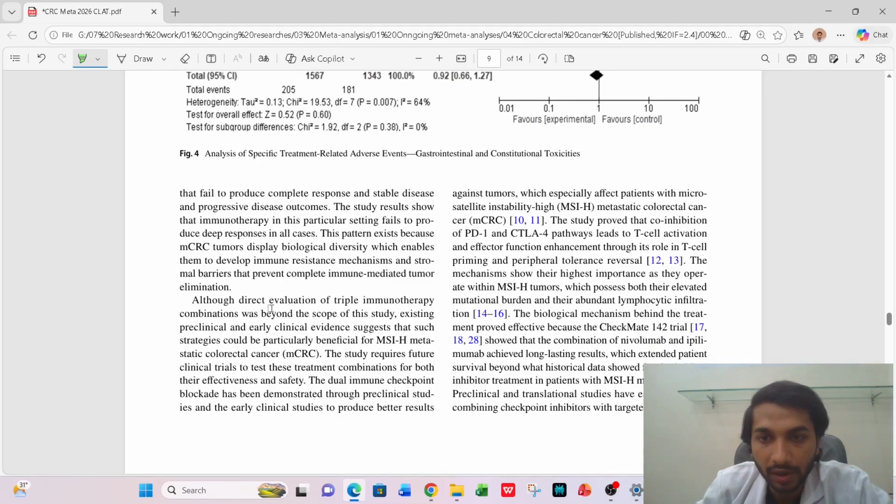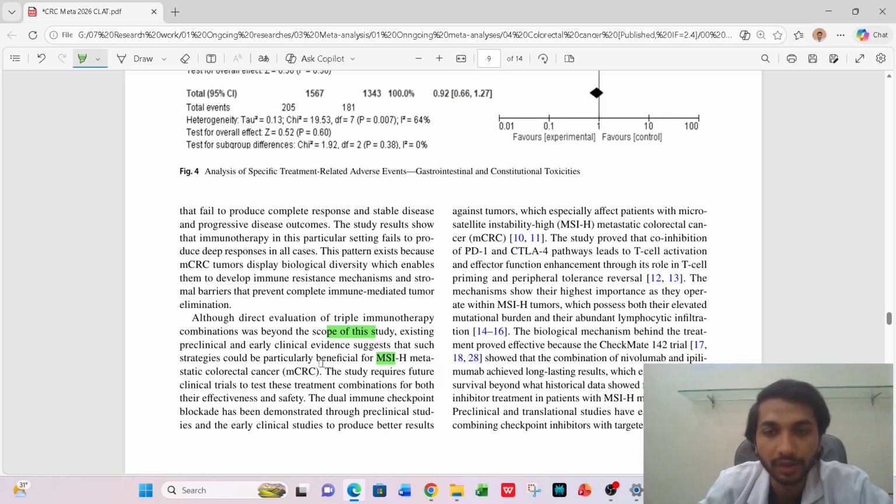Although the direct evaluation of triple immunotherapy combination was beyond the scope of this study, what you have found you can mention here as well. So in the discussion the point is that you have to write 4 to 5 paragraphs, or it could be more than 4 to 5 paragraphs, and here you have to mention what is similar to your introduction but interpreting the results. So discussion is the second name of your introduction, but with the results, what you have found in the results.